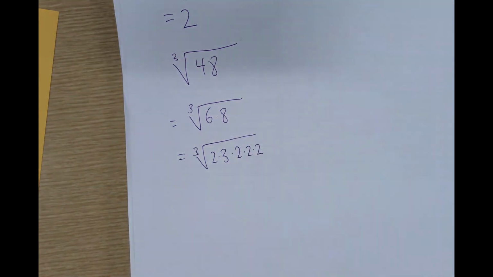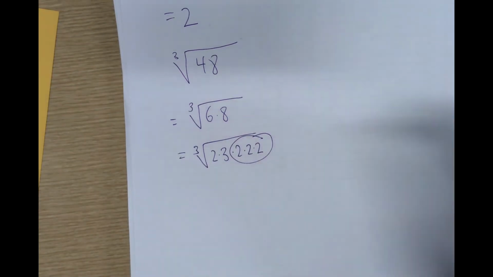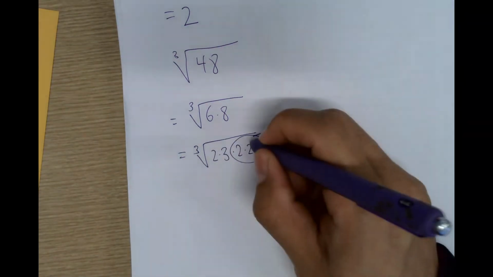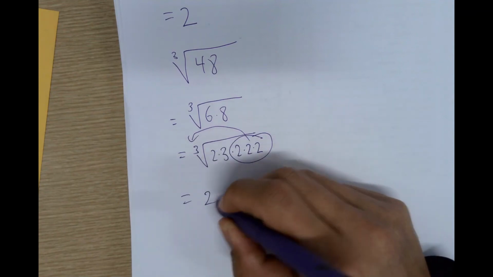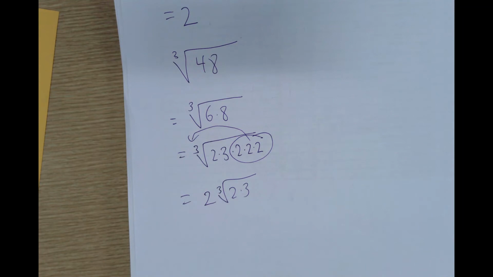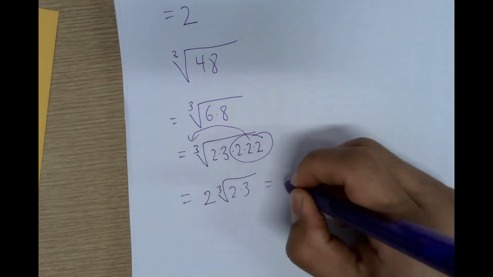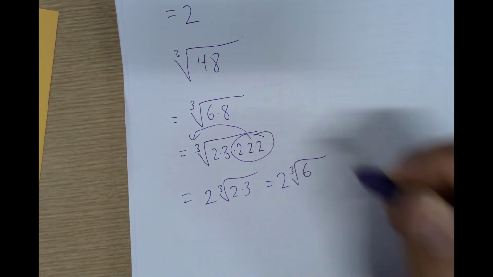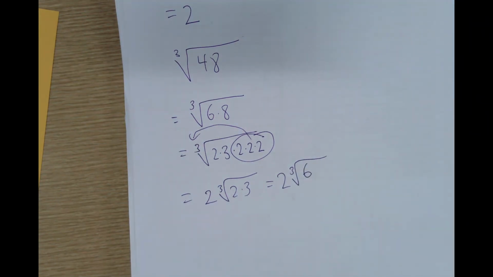Okay, so again, when you're looking for the cube root, you want to look for 3 numbers that are multiplying each other that are exactly the same. So we have 3 here, so they leave, and you get 2 cube root of 2 times 3, which you can just simplify as 2 cube root of 6.